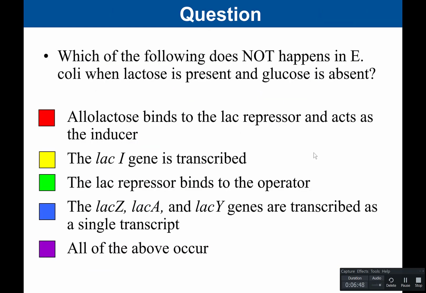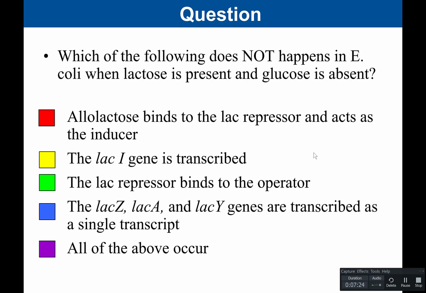So, question for you. Which of the following does not happen in E. coli when lactose is present and glucose is absent? Red, allolactose binds to the lac repressor and acts as the inducer. Yellow, the lac-I gene is transcribed. Green, the lac repressor binds to the operator. Blue, the lac-C, lac-A, and lac-Y genes are transcribed as a single transcript. Or purple, all of the above occur.